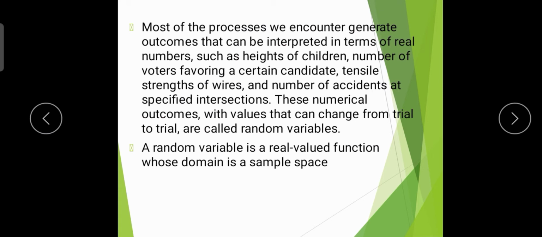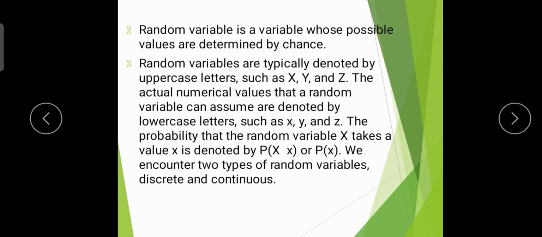A random variable is a real-valued function whose domain is a sample space. Another meaning, a random variable is a variable whose possible values are determined by chance. Random variables are typically denoted by uppercase letters such as X, Y, and Z. The actual numerical values that a random variable can assume are denoted by lowercase letters such as x, y, and z. The probability that the random variable X takes a value x is denoted by P(x), or probability of x. We encounter two types of random variables, discrete and continuous.